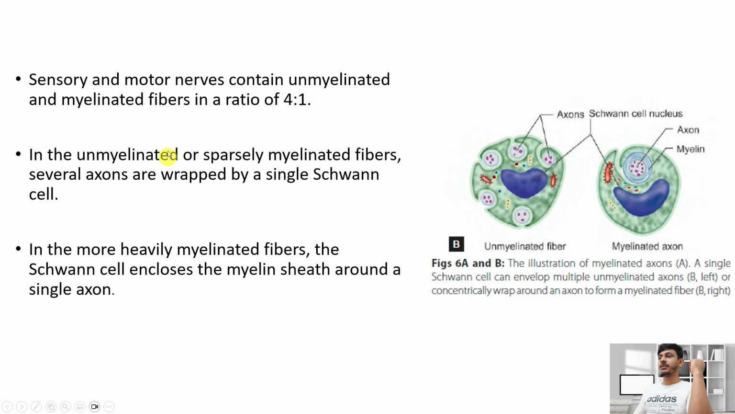Okay, so in unmyelinated or sparsely myelinated fibers, several axons are wrapped by a single Schwann cell. You can see one Schwann cell for several axons. Whereas in heavily myelinated fibers, one Schwann cell is present for each axon. So why? Because the Schwann cell provides the myelin necessary for the myelination of the axon.